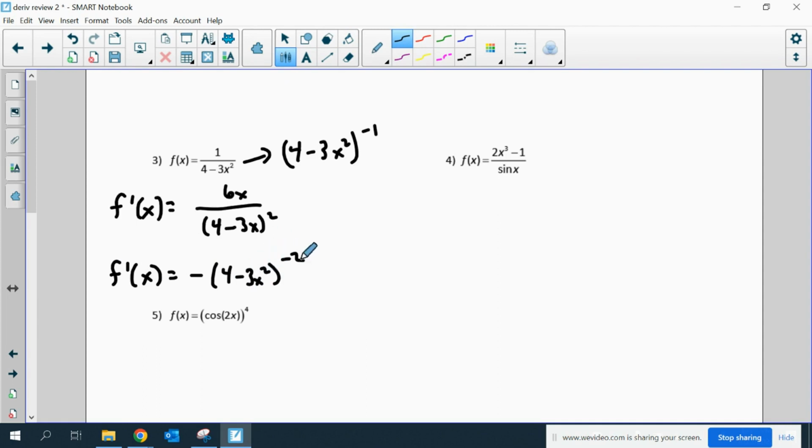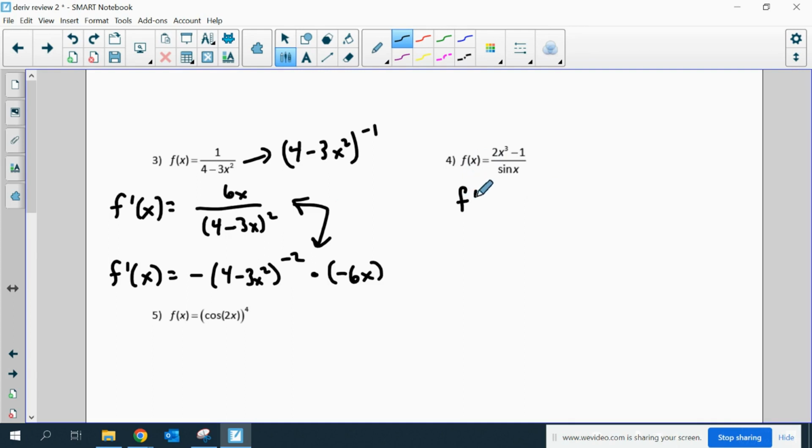Four minus 3x squared to the negative 2. And then I have a chain rule, so I have to take the derivative of the inside, which is going to be negative 6x. And notice that if I simplify the minus and negative, multiply those together, it becomes positive. And then I can move this negative 2 power to the bottom. These two things are equivalent.